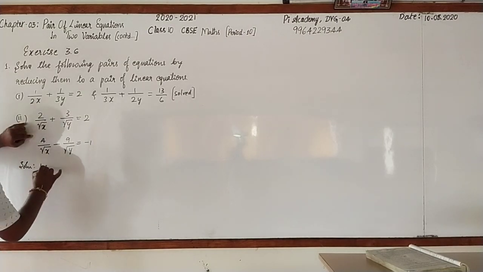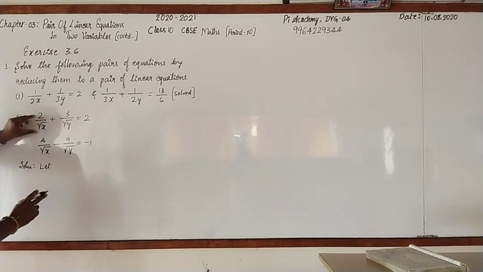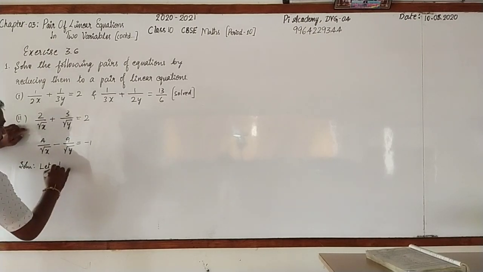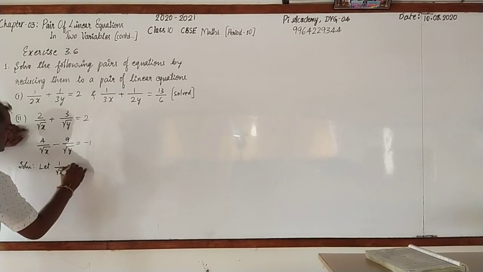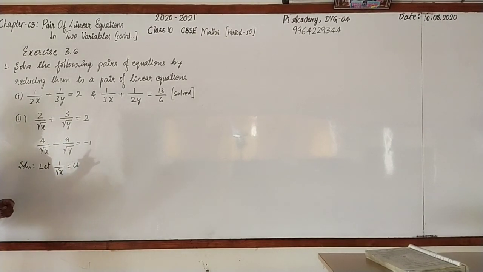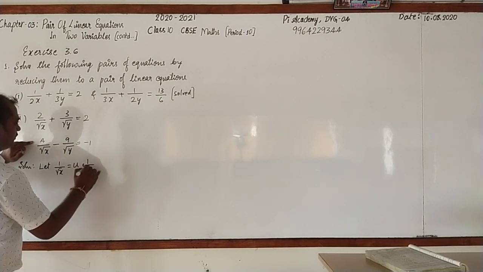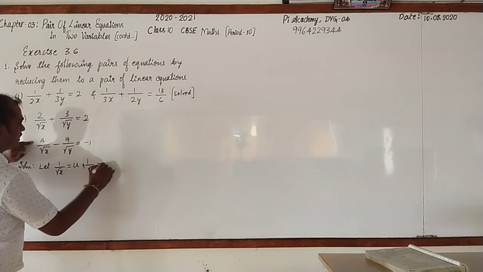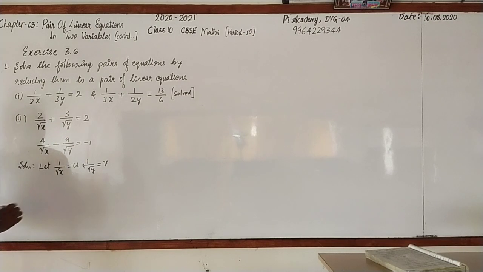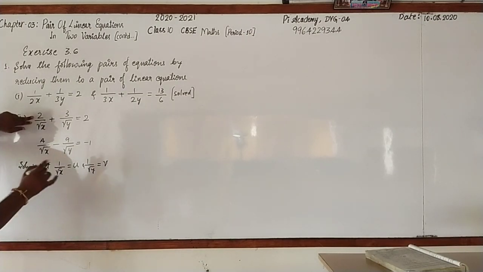Here, what should we assume? Very good. You are right. It is 1 by root x and 1 by root y. 1 by root x is u. And there is no rule that you should always take u and v. You may take a and b, m and n, whatever the variables, except x and y. Then 1 by root y is equal to v. Let us go for rewriting the equations. Write with me.